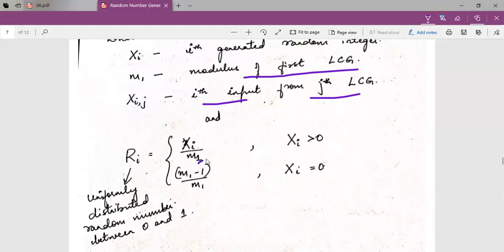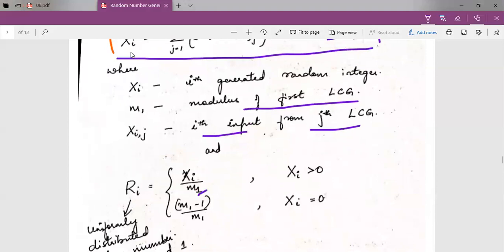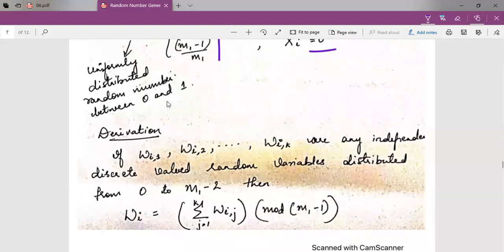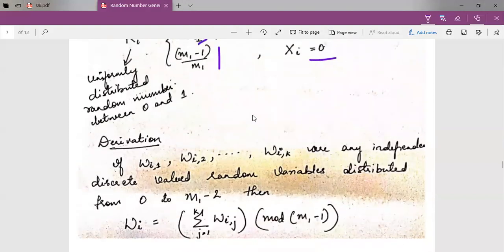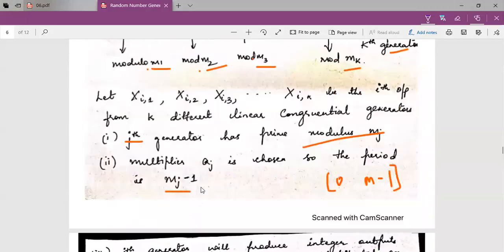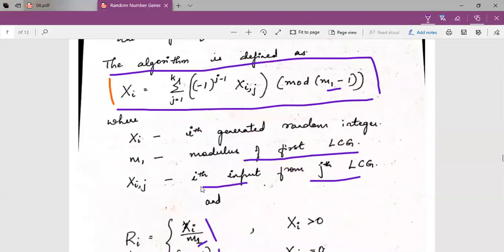Finally, in a similar way, the random numbers are calculated using this equation: Ri equals Xi divided by m1, where m1 is the modulus value of the first generator, if the Xi value is greater than 0. Whenever we obtain Xi, if it is greater than 0, the random number is calculated using this formula. If Xi equals 0, then the random number is calculated as (m1 minus 1) divided by m1. That is a uniformly distributed random number between 0 and 1. So this is how the algorithm is defined for the combined linear congruential generator.